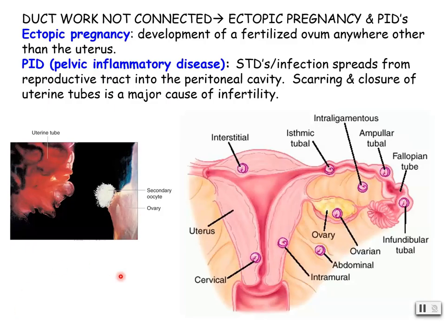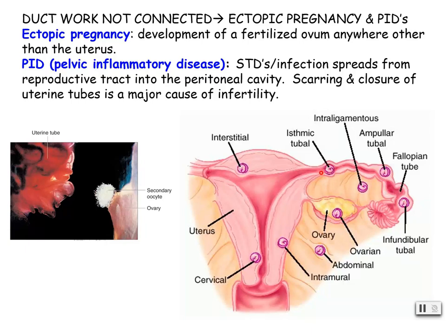So the problems with the ductwork not being connected, we just learned about STDs. One of the problems with STDs is there is a really narrow place right here called the isthmus. And so STDs can scar this area just through chronic inflammation. Many STDs are going to be asymptomatic, particularly in women.